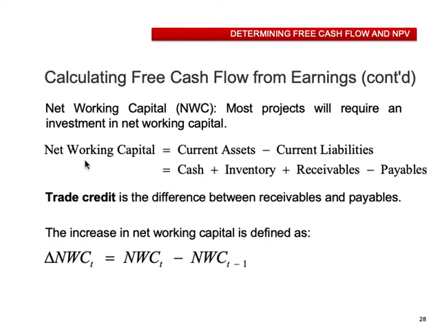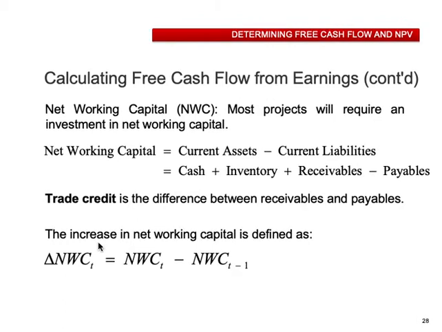And to make it a little bit simpler, if the net working capital only consisted of receivables and payables, so no cash and no inventory, then receivables less payables is called trade credit. So in other words, your net working capital would be equal to trade credit in the situation when you have no cash and inventory. Let's have a look at how net working capital ends up in our cash flow calculation.